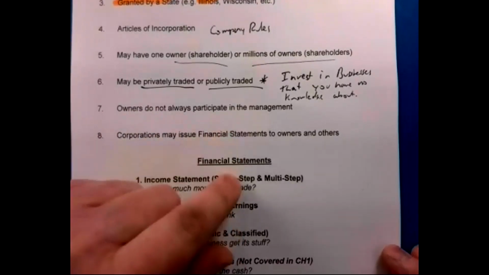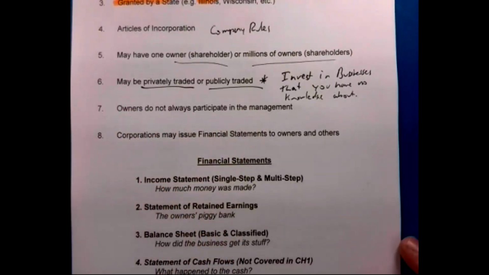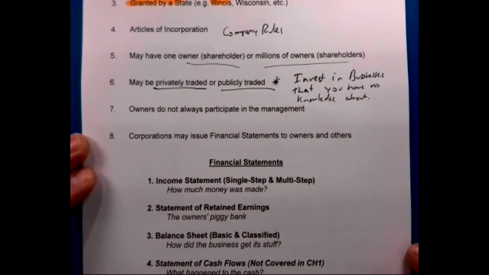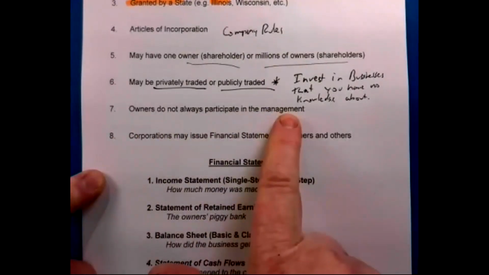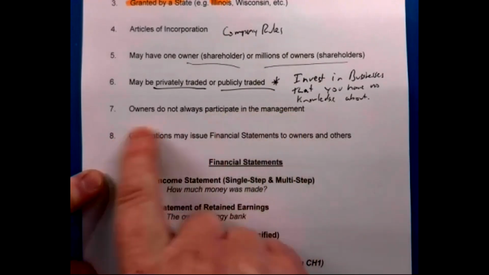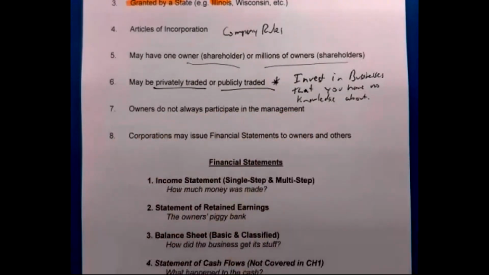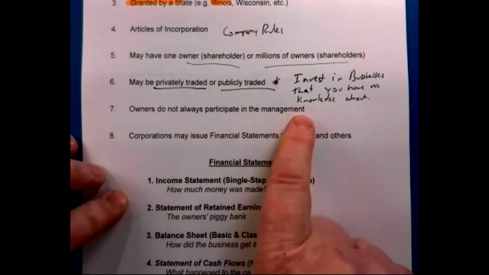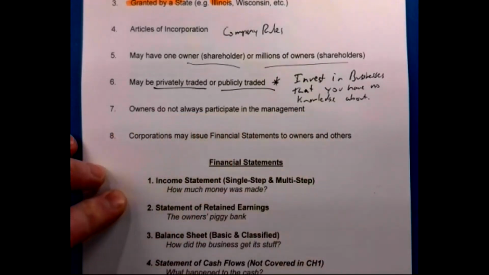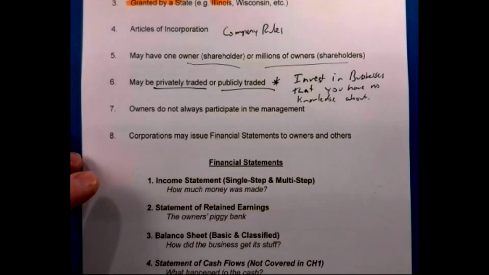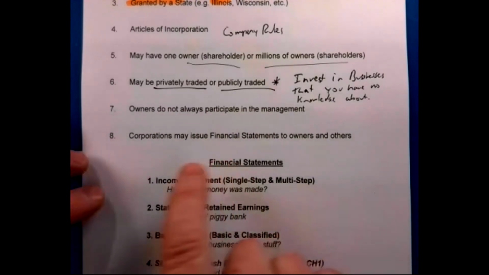Owners do not always participate in management. So just because you are an owner doesn't mean that you can walk into General Motors and fire somebody or whatever. So the owners are separate from the actual running of the business. If you buy stock, that does not give you the right. I mean, unless you have enough of it that you can control the company, but they don't have the right to participate in management, and a lot of times they don't want to. If you don't know anything about General Motors, why would you want to go try to manage the place?